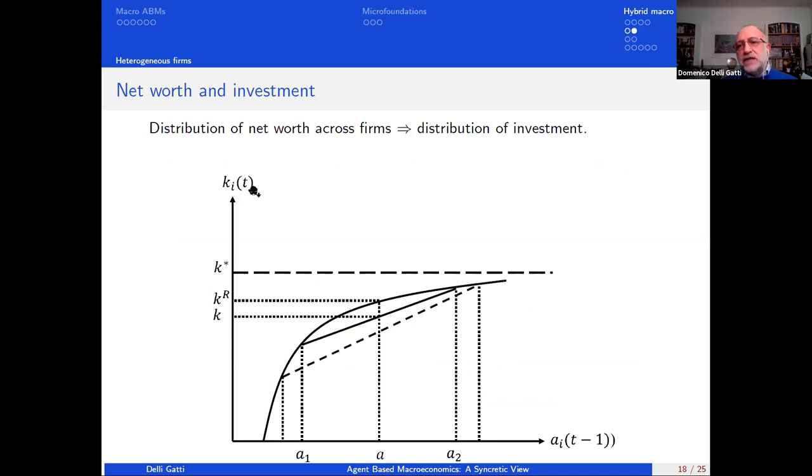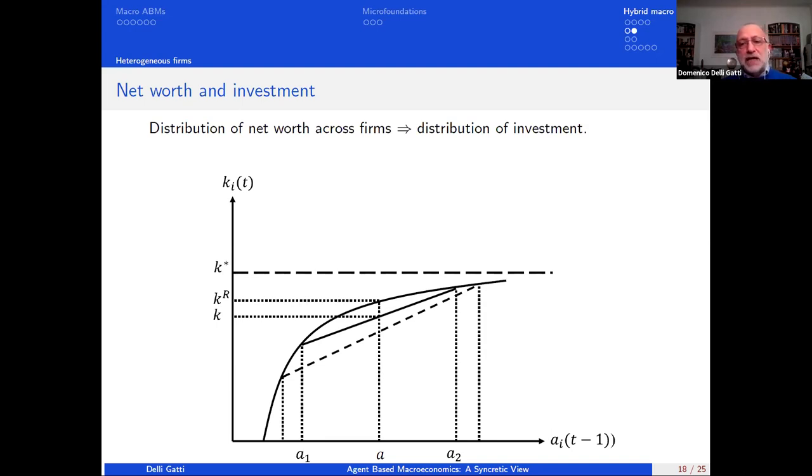Now, the interesting point of this framework is that you can represent investment on the y-axis and net worth on the x-axis, and you have this upward sloping and concave function. K star is the first best, the level of investment which would maximize profit in the absence of bankruptcy cost. K_R is the level of investment you get in a representative agent economy with frictions. So the vertical difference between K star and K_R is simply the effect of the financial frictions without any heterogeneity.